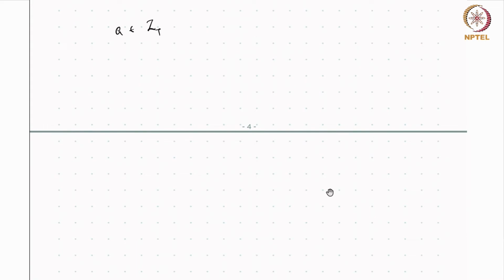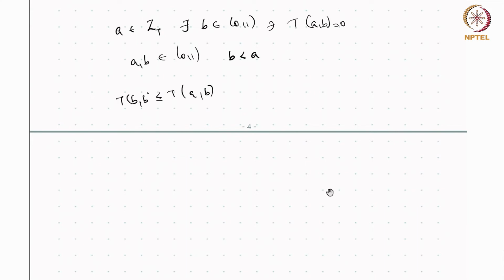This means there exists a B element of open 0, 1 such that T of A, B is equal to 0. Now note that both A and B come from the open 0, 1 interval. That means either A is less than B or B is less than A. Let's assume for a moment that B is less than A. Now what we know is, if we consider T of A, B, this is in fact by monotonicity greater than T of B, B. But this itself is 0. So T of B, B is 0. But what is T of B, B? B T power 2 is 0. So there exists an N, in this case actually it is 2, such that B T power 2 is 0, which means B becomes a nilpotent element.